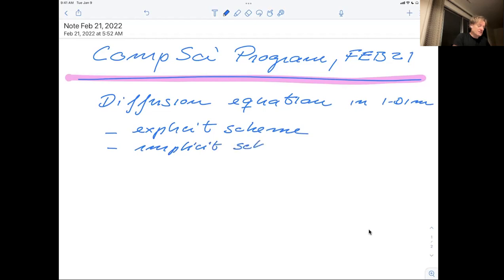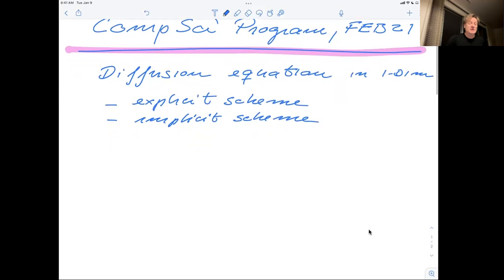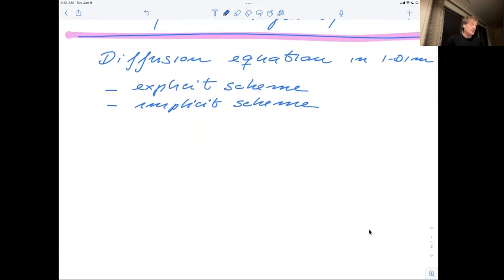The first scheme is going to give us a very simple recipe which can be quickly implemented, but it suffers from a pretty strong stability criterion, which puts a very strong limitation on the choice of step sizes in the x and the y direction and the time direction. The implicit scheme will be stable for all the discretized time steps and steps in the x, y and z directions relevant for the solutions here.